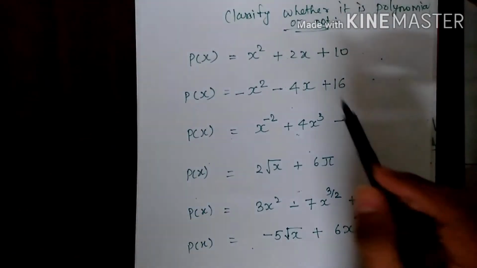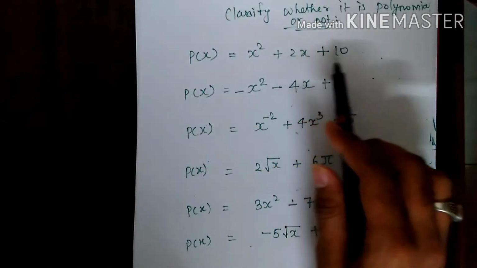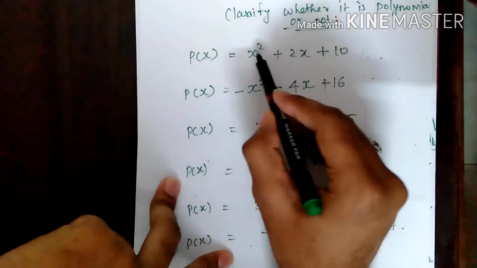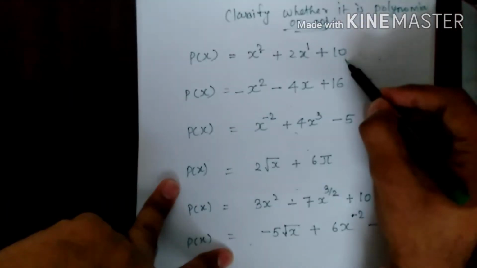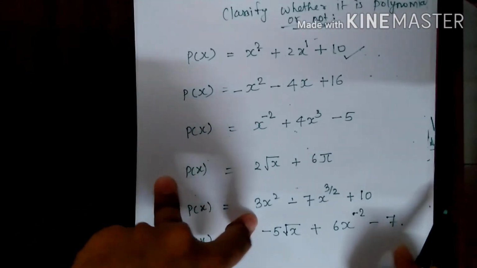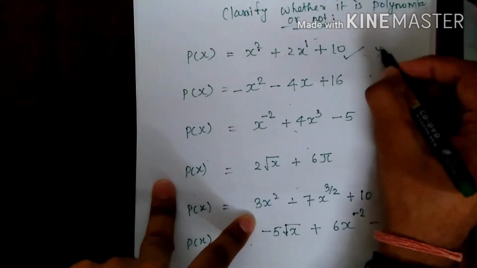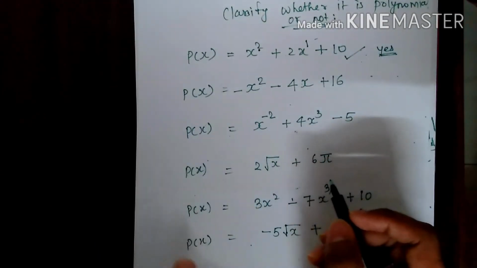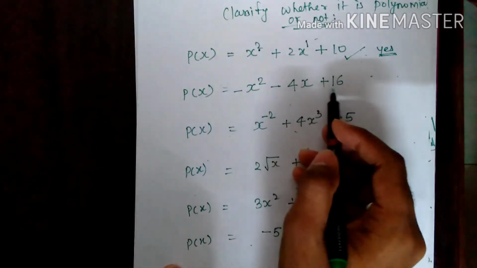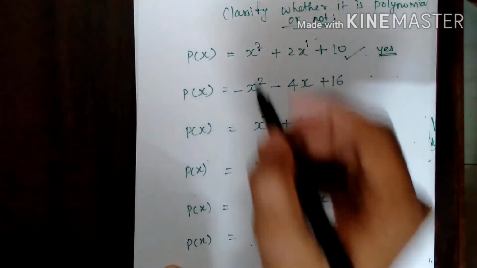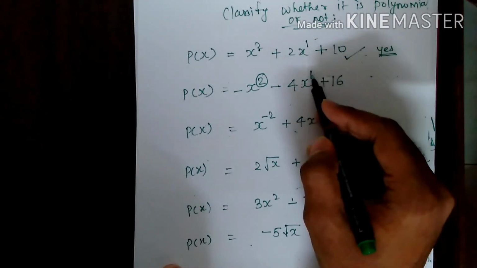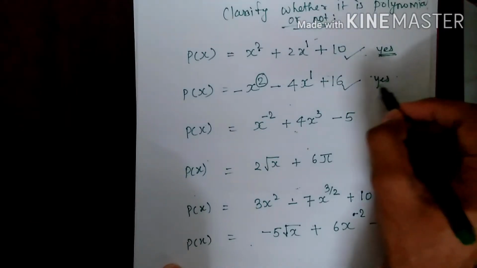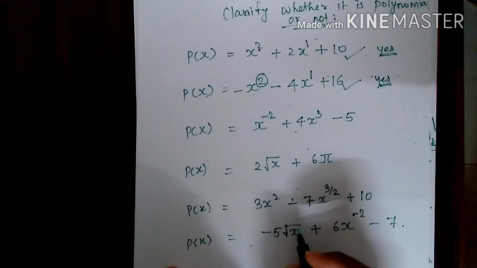So the first example is x square plus 2x plus 10. Here the power is 2, and here where no power is written, it means 1. So this is a polynomial, all the powers of the variable are positive. So this is yes. Now question number 2: minus x square minus 4x plus 16. You will see the powers are 2 and 1, both positive. So again this is a polynomial, yes.